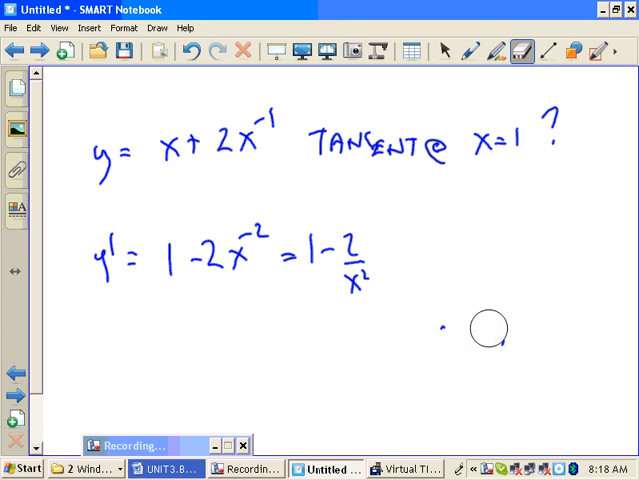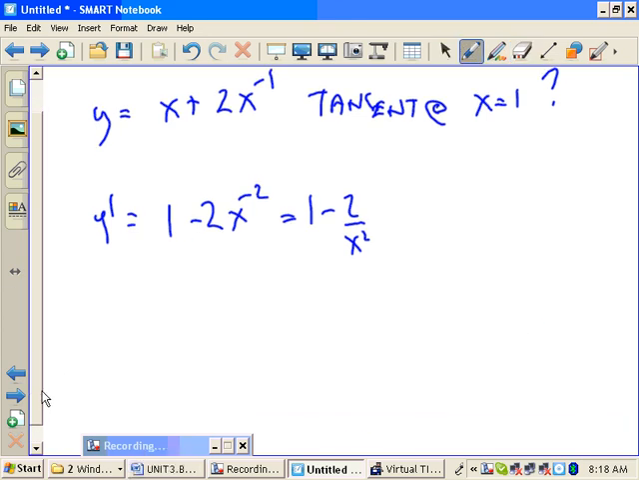Okay. So what are we going to do with y and y prime? We need y of 1, and we need y prime of 1, right? Y of 1 is, plug in 1 over here. It was 1 plus 2 over 1, which is 3. And y prime of 1 is 1 minus 2 over 1, which is negative 1.